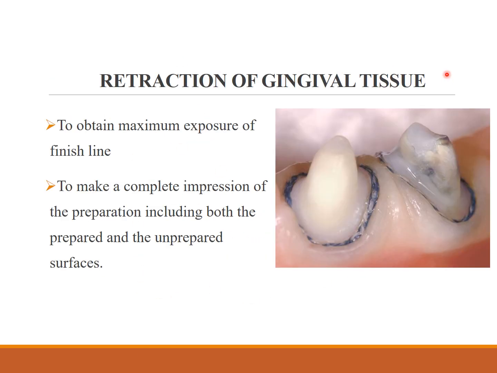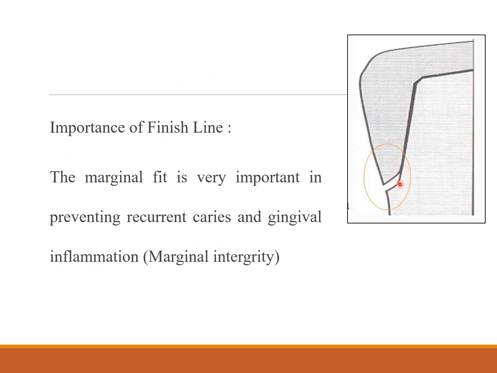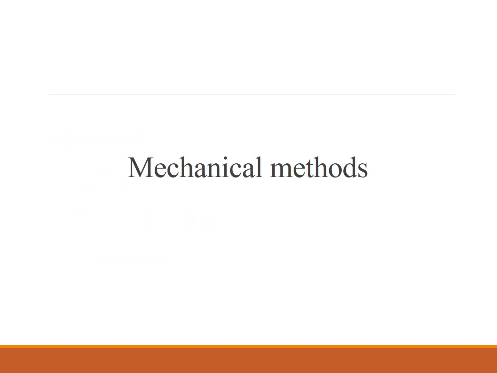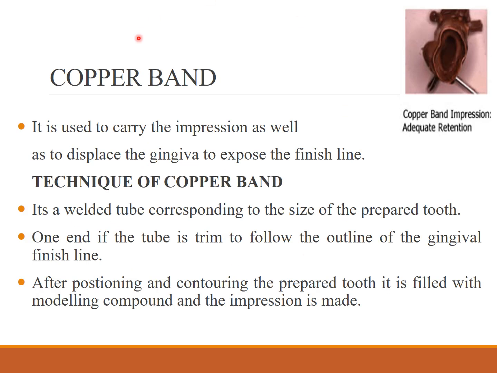Retraction of the gingival tissue is done to obtain maximum exposure of the finish line, and to make a complete impression of the preparation, including both the prepared and unprepared surface. Importance of a finish line is basically to get the marginal integrity. The marginal fit is very important in preventing recurrent caries and gingival inflammation. Methods of gingival retraction, now coming to chemical, mechanical, and surgical. Coming to the mechanical methods.